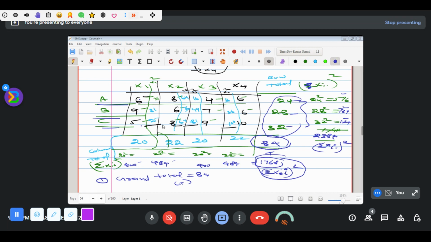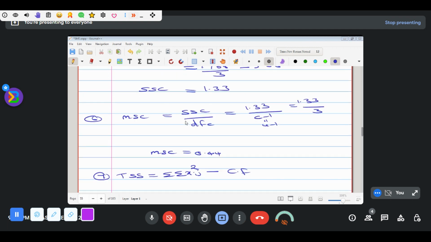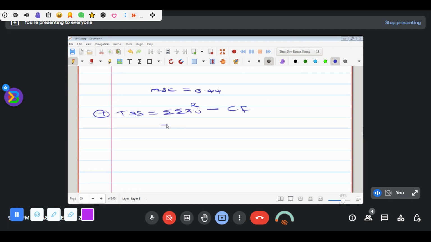Please tell me the overall value. 624. You said that overall value is correct? Yes. Okay, ma, very good. Any doubt, ma? Please cross-check. 624 is correct? Yes, sir, 624 is the answer. Okay, that is equal to 624 minus corrected pattern 588. Then how much is TSS? 36. Okay, very good. 36 is correct.